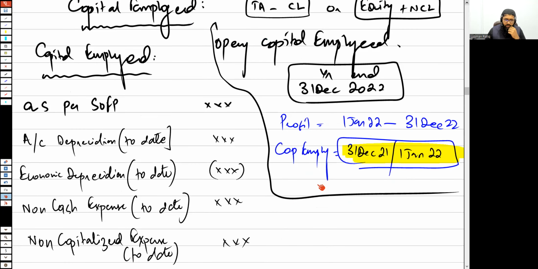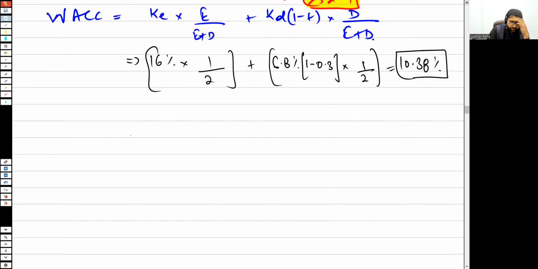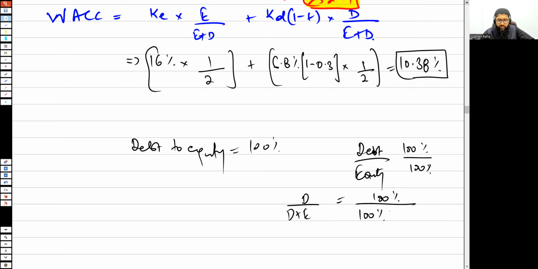Let me just guide you. Okay, 1 over 1 plus 1, that is 1 upon 2. See what happens is that debt to equity is 100%. That means debt and equity are the same. Debt divided by equity is 100%. Is that okay? Now, if I talk about debt upon debt plus equity, what am I looking at? I'm looking at 100% divided by 100% plus 100%. So that means I'm looking at 1 upon 2. Do you get it now?